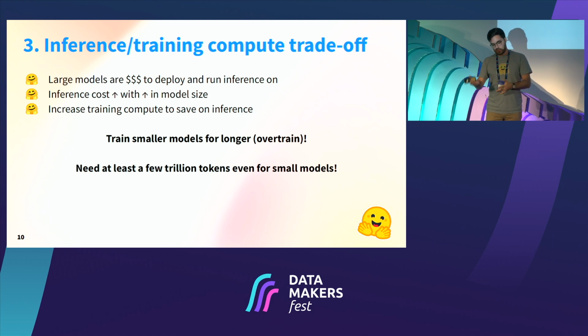So what people started doing now is, we went from under-training to the Chinchilla optimal value to now over-training. So you take a much smaller model and you train it for much longer, even beyond the Chinchilla optimal size, right? So now we need basically at least a few trillion tokens, even for these very small models, which is why we need a lot of data.